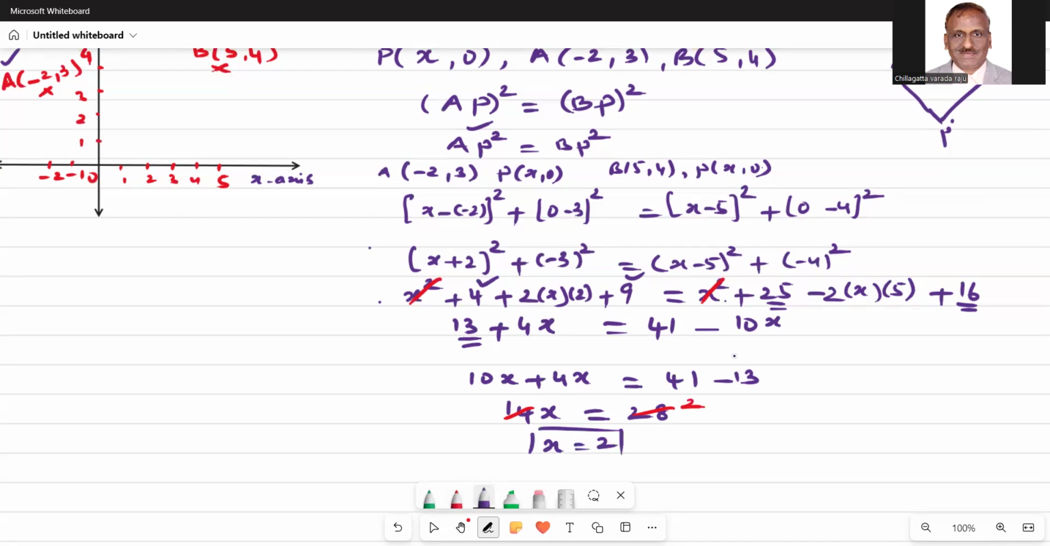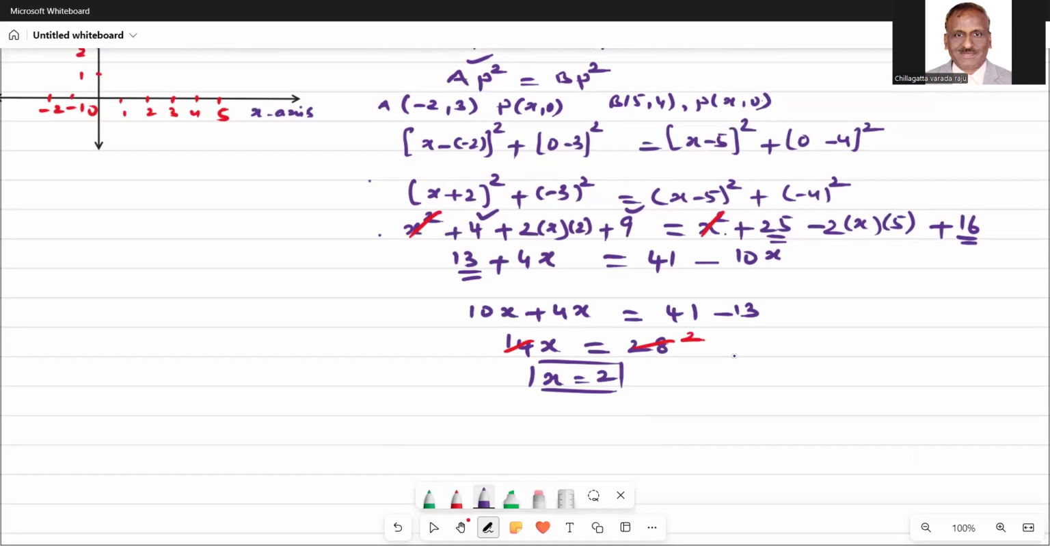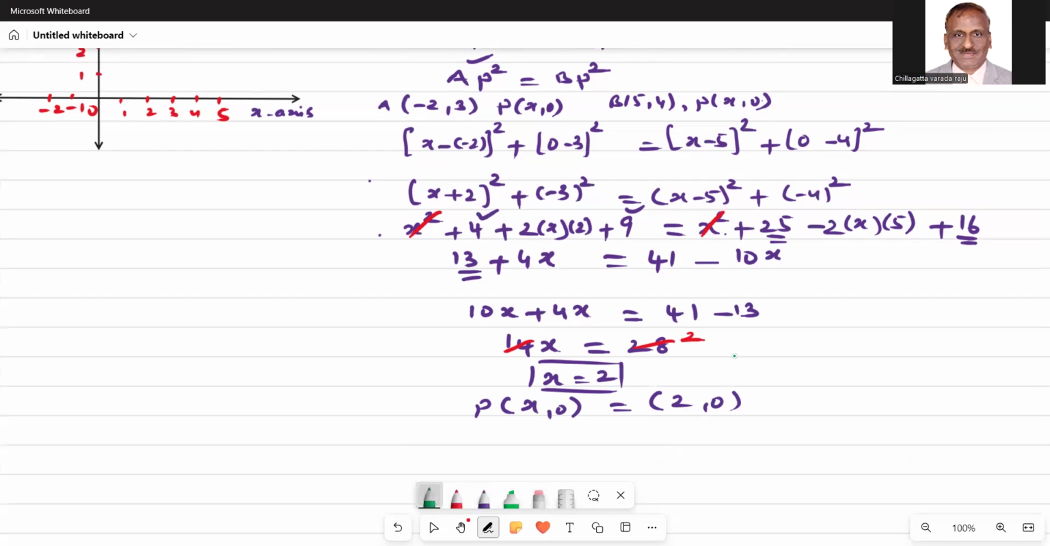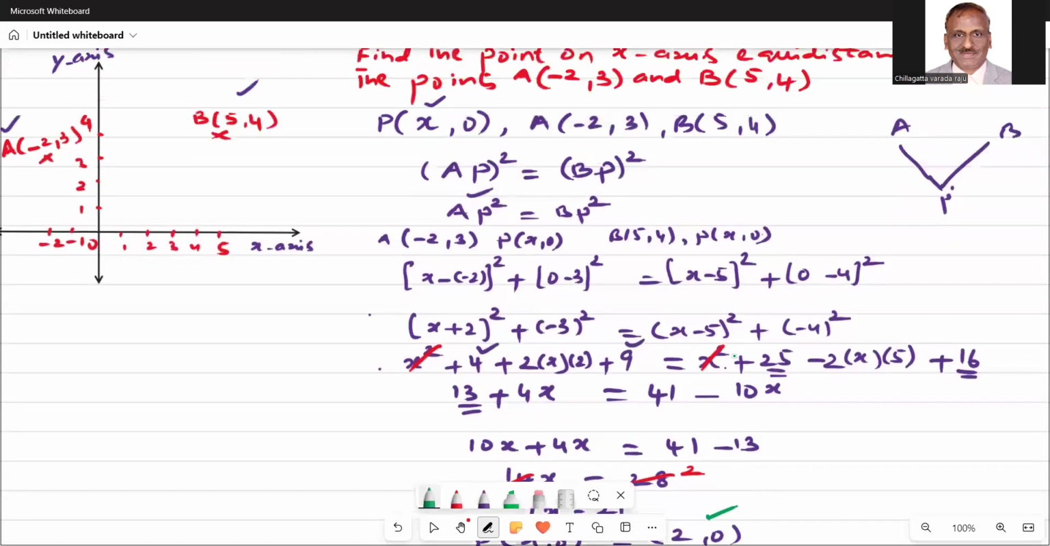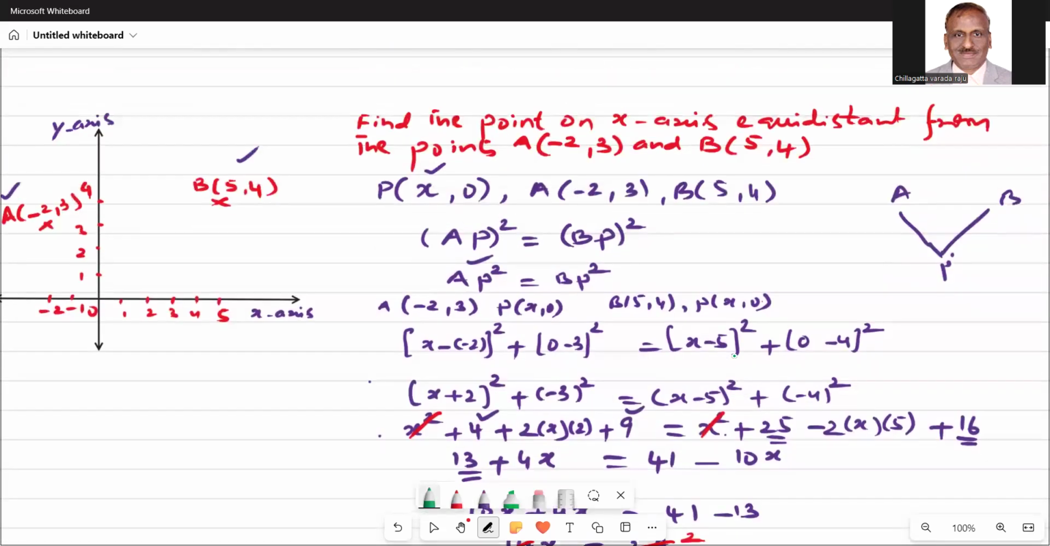When x is equal to 2, what are the coordinates of point P now? So what does your P represent? P we have taken as (x, 0), which is equal to (2, 0). What does this (2, 0) indicate? (2, 0) indicates the point on x-axis which is equidistant from the two given points. What are the two given points? That is (minus 2, 3) and (5, 4), the two points equidistant from the point P. That point P we just got is (2, 0).